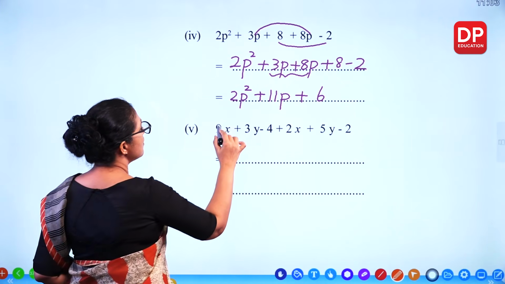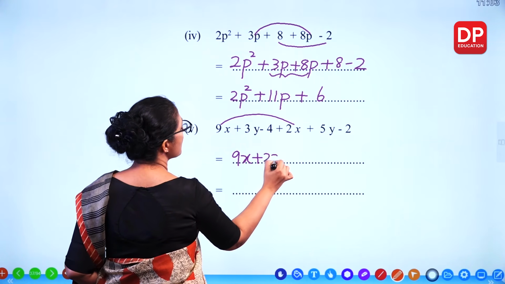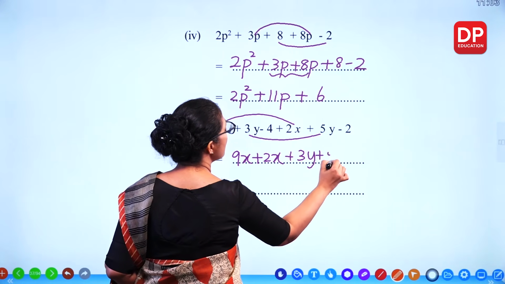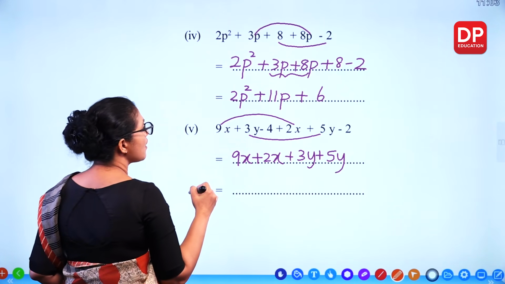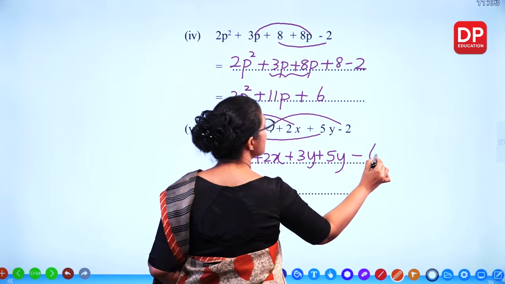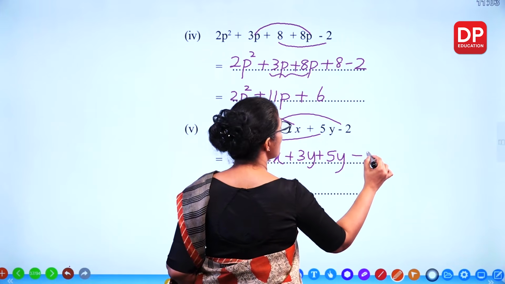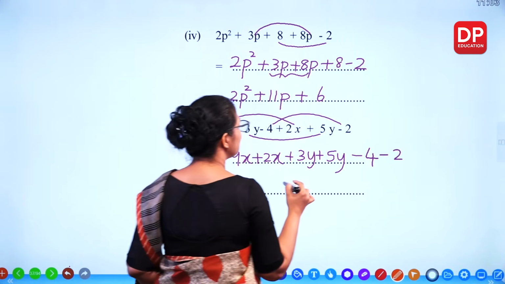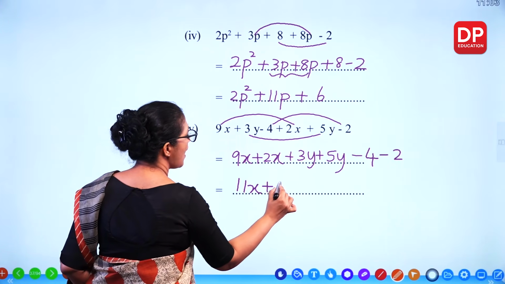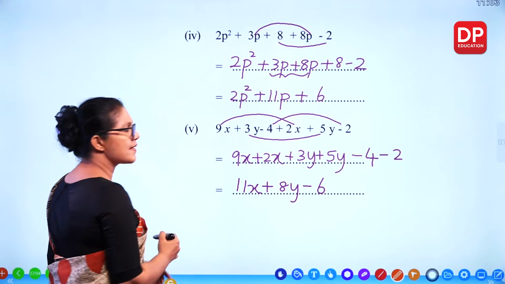This one, like terms you can add separately: 9x and 2x. Y terms, 3y and 5y. And minus 4 and minus 2, you get minus 6. I'll write it separately first. Minus 4 and minus 2. Now we'll add 9 plus 2, 11. 3 plus 5, 8. And minus 4 minus 2, minus 6.